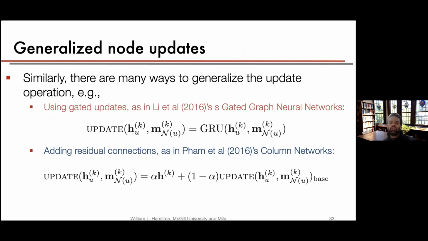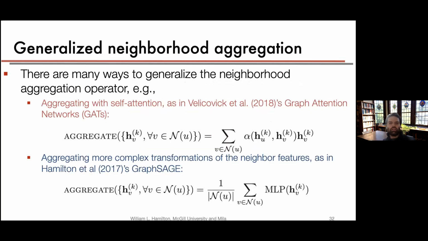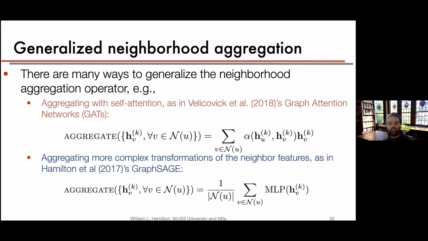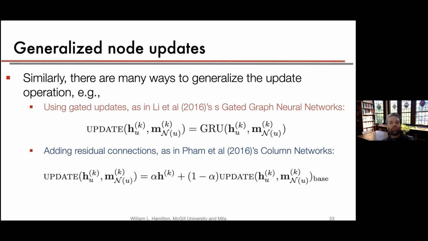So for example, the talk by Stephen Bach in the previous session was another example of how in that case we can generalize some of these aggregation operations, say. So there's been, I think it's fair to say, dozens, probably more than dozens, maybe more than 100, proposals in terms of how we can generalize aggregations and updates in GNNs. And that's really gotten us to where we're at today.